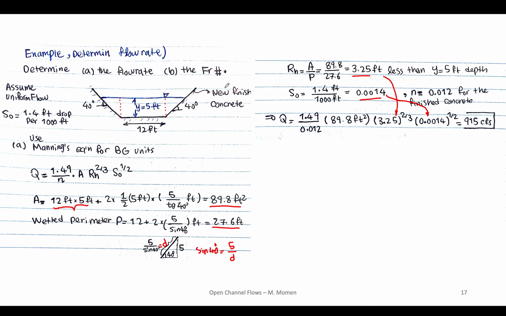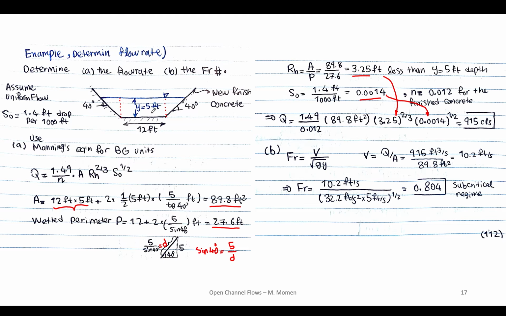So this is the first part of the problem. And for the second part, we want to find what is the Froude number in this channel. So we write the definition of the Froude number. The definition of Froude number is V, the velocity of your channel, over the square root of gy, which is the speed of a water wave. So we can find from here Q over A is going to be 915 foot cubed per second over 89.8 foot squared, which is 10.2 foot per second, the velocity of this channel.